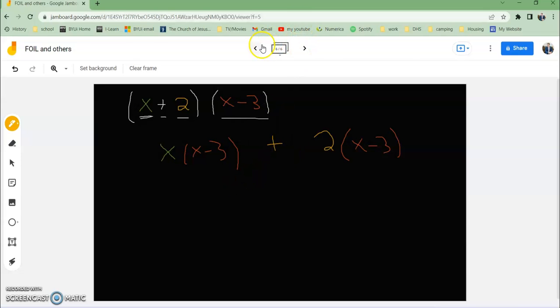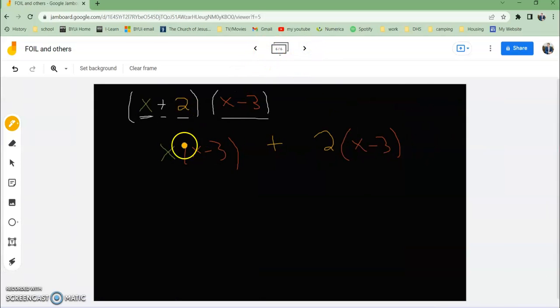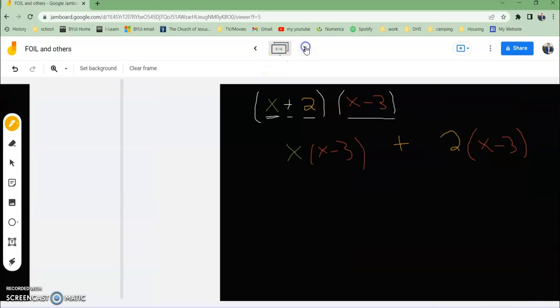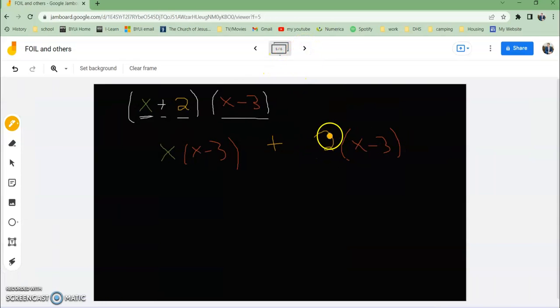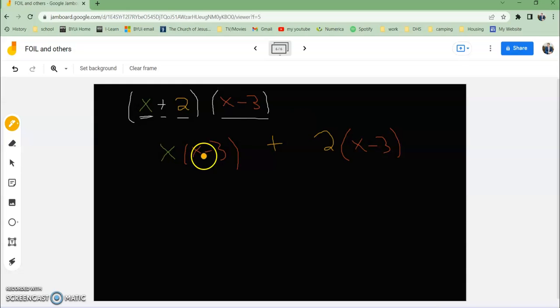Alright, and we just did exactly what we have here. Say this x minus 3 is just like that a. It's red. This x is just like that 2 right there, because it's both green. And this 2 right here is just like this 3. They're orange. So we just did the exact same thing, just with different letters or different numbers. And so now we can do the thing again.